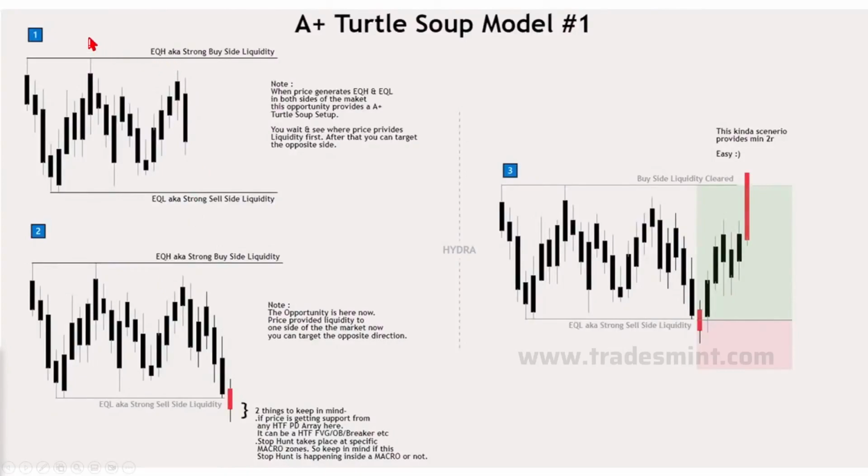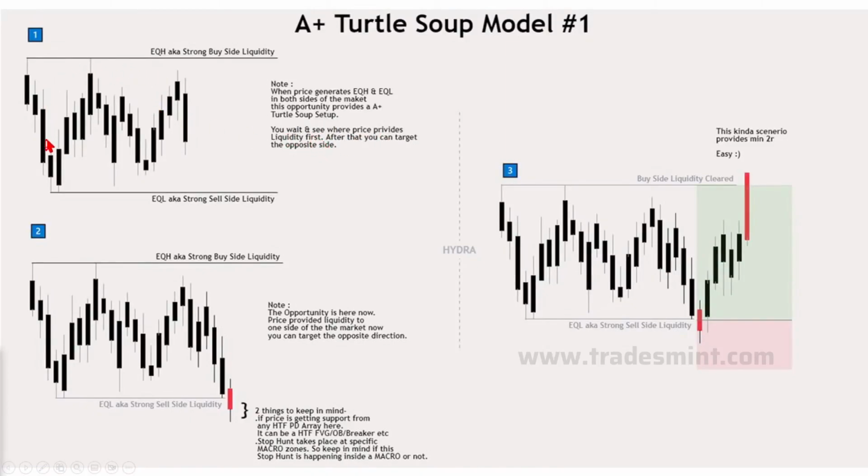So as you can see here in the first picture, we have relative equal highs and lows on both sides of the marketplace, and we already know that relative equal highs work as strong buy side liquidity, and relative equal lows work as strong sell side liquidity. So I put some notes here. When price generates relative equal highs and lows on both sides of the market, this opportunity provides a plus turtle soup setup. You will wait and see where price is providing liquidity first.